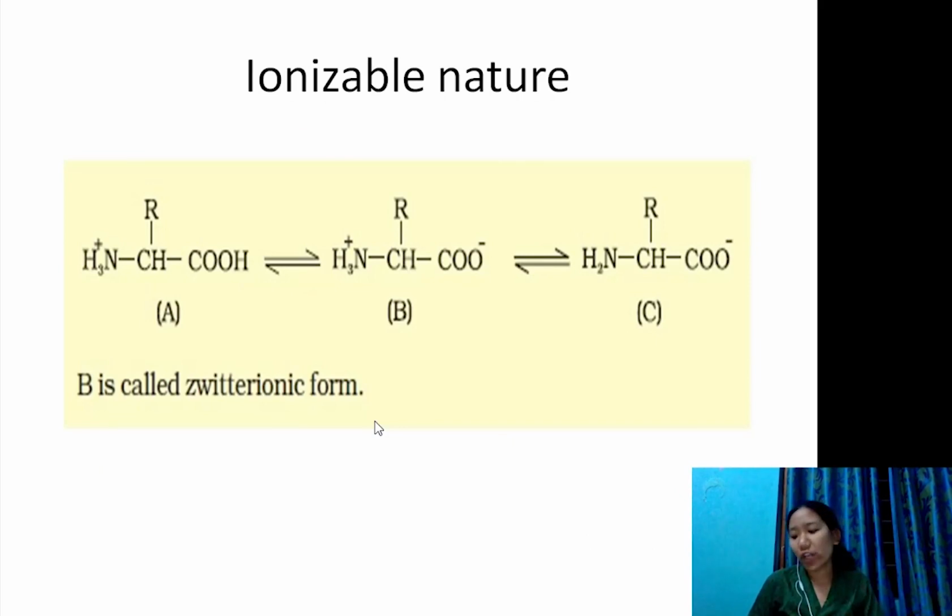Next, talking about the chemical nature of amino acids: in a solution, they ionize. With the change in the pH, they change their structure. In acid solution, you find the structure like this, having a positive charge, and in basic solution, you have it like this, with a negative charge. In this structure, you can see there is both a positive charge and a negative charge. Such a structure is called the zwitterionic form of an amino acid.